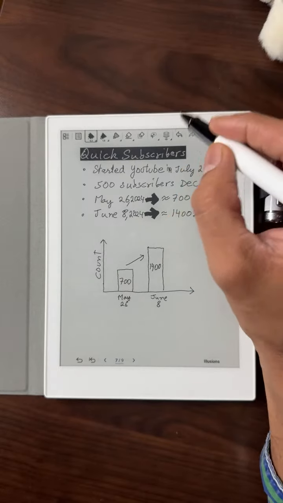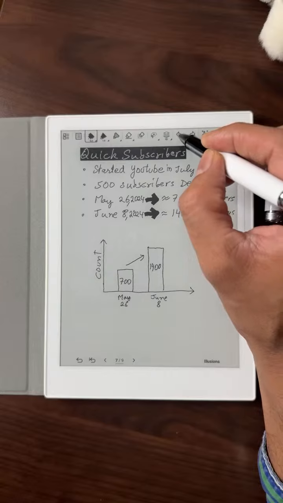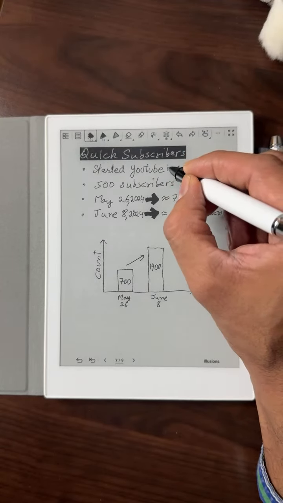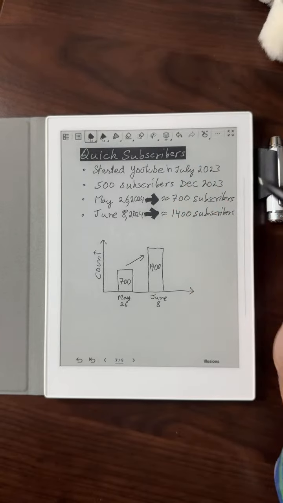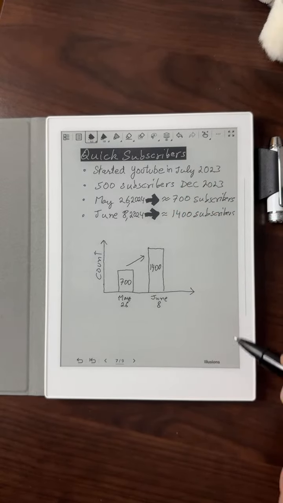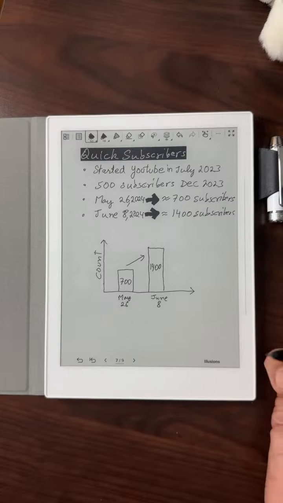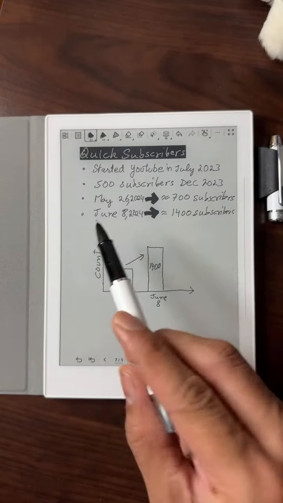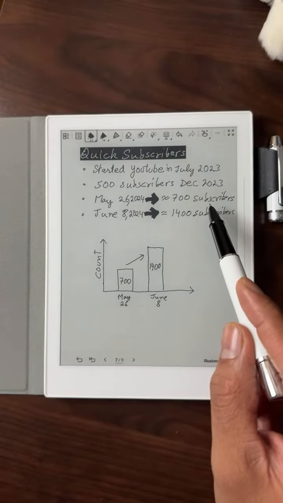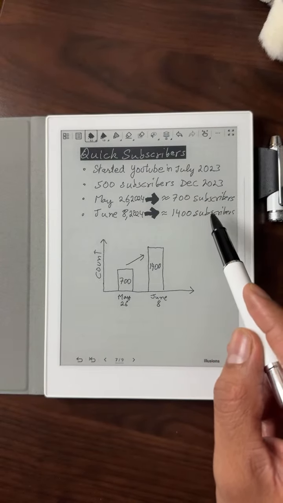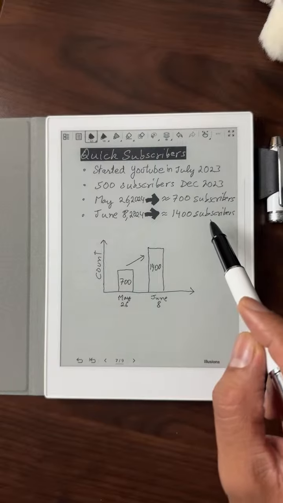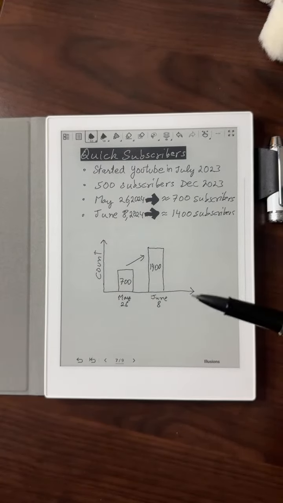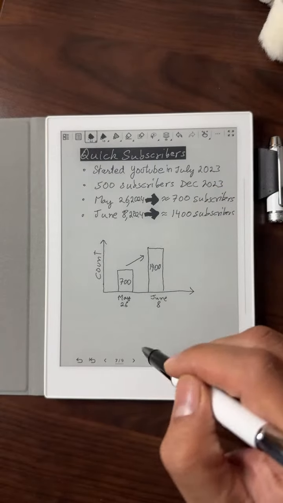Oopsie, poor handwriting. Let me do back. Okay, back. All right, better. Okay, started YouTube in July 2023. I had 500 subscribers by December end. That was my goal. And then on May 26, I had around 700 subscribers, but in 2 weeks I got like double the subscribers. So that's what I was showing. So I just wrote it down on this page.